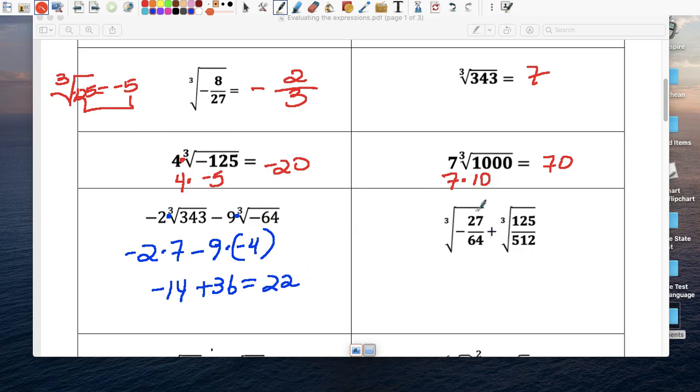Now two fractions, right? Let's find the cube root of negative 27 over 64. We know it's negative, and it's 3 over 4. Plus 5 over 8.